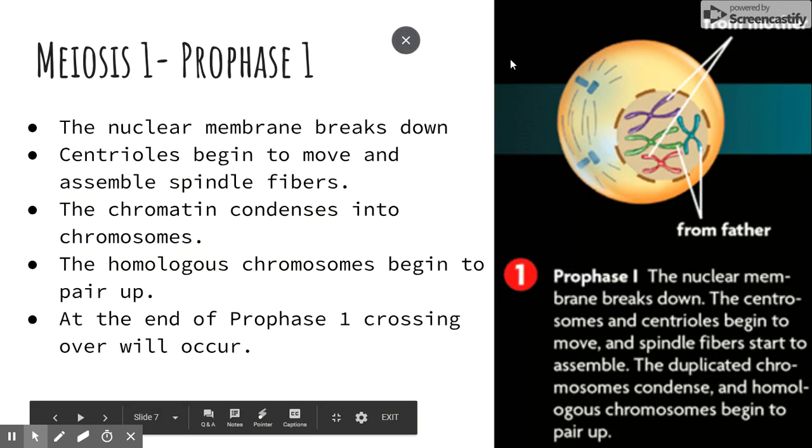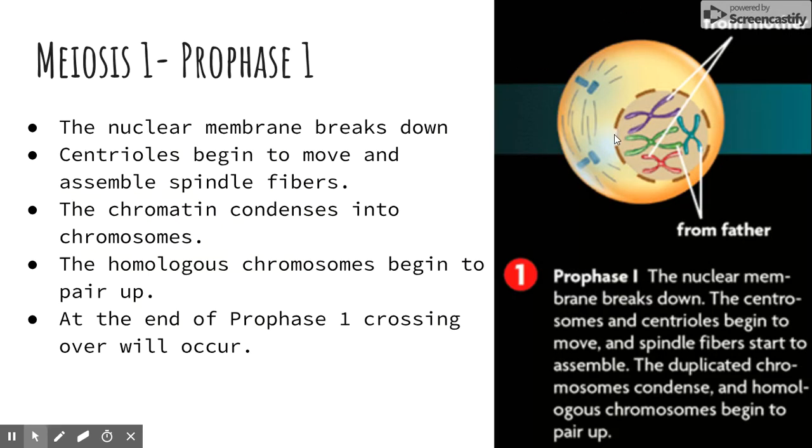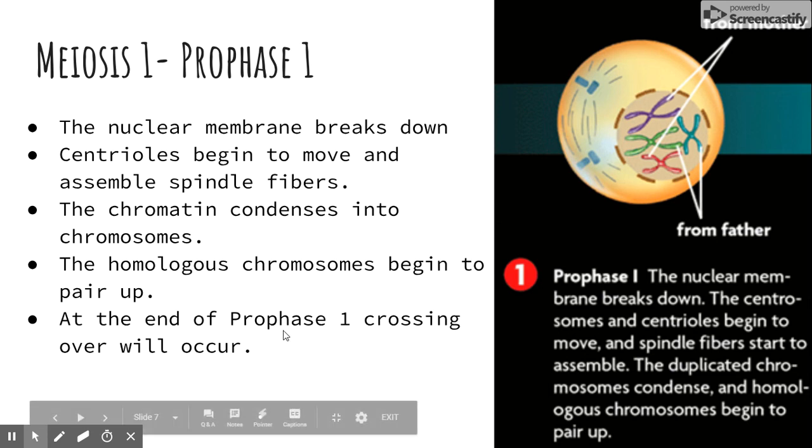So, the first phase of meiosis is prophase 1. This will look really similar to mitosis, but the biggest difference is the process that happens at the end of prophase 1, which is called crossing over. We have all the same trappings. The nucleus breaks down, the chromosomes condense, the spindle fibers form. All of that stuff still occurs.